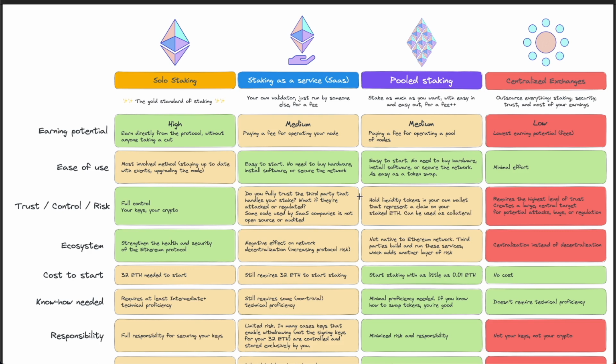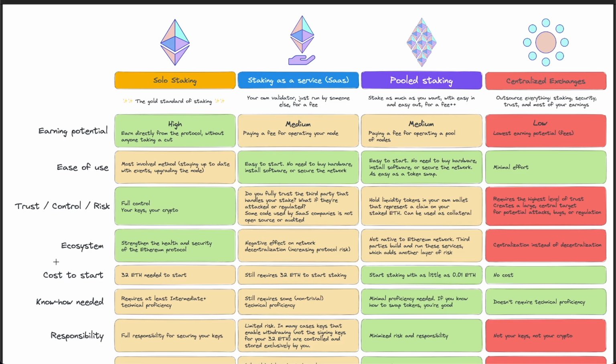With pooled staking, you usually get liquidity tokens that you keep in your own wallet that represent a claim on your staked ETH. These tokens then later can be used as collateral in DeFi. So trust and security risk is the risk of just holding crypto in your wallet. If you take care of securing your wallet, then you are good to go there. Staking on centralized exchanges requires the biggest level of trust because you outsource everything to the centralized exchange. And the centralized exchanges themselves are a large central target that is easy to use for potential attacks or for regulators. It's a big target to go after.